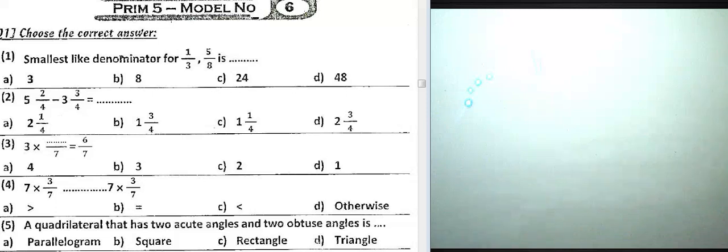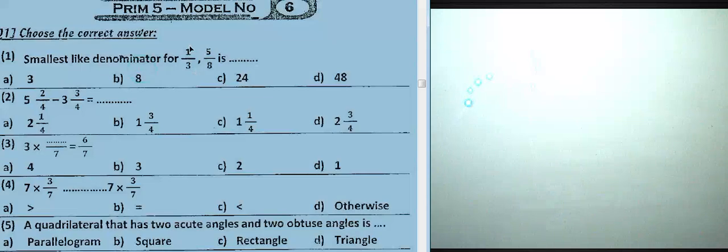Today we will solve model number 6 from the الدقهليه government. Final revision, second term, okay? Look with me here at the first question. The smallest common denominator between 1 over 3 and 5 over 8.